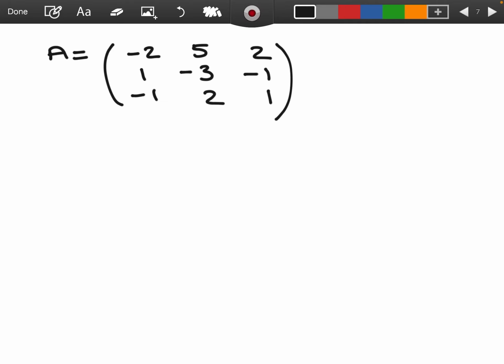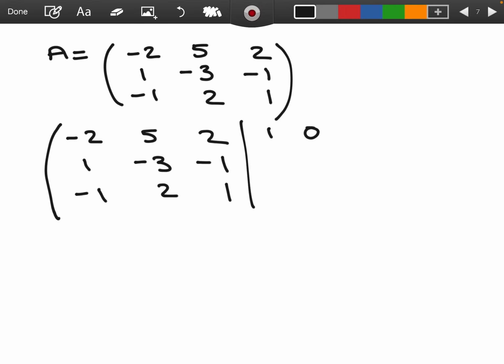I will tell you now that this matrix actually doesn't have an inverse. So when we go through the normal calculation of finding the inverse using Gauss-Jordan, I put the matrix A on the left-hand side, and I put the, in this case, 3 by 3 identity on the right-hand side.